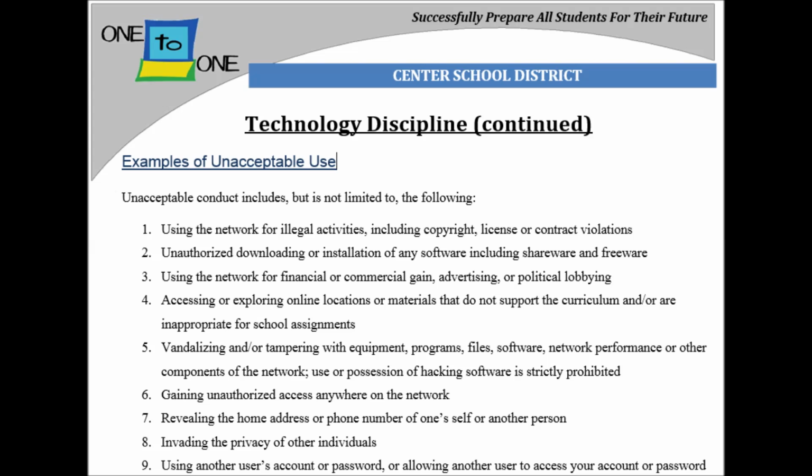Additional examples of unacceptable conduct include, but are not limited to, the following: using the network for illegal activities including copyright, license, or contract violation; unauthorized downloading or installation of any software including shareware or freeware; using the network for financial or commercial gain, advertising, or political lobbying; accessing or exploring online locations or materials that do not support curriculum or educational purposes; vandalizing or tampering with equipment, programs, files, software, network performance, or other components of the network. Use or possession of hacking software is strictly prohibited.